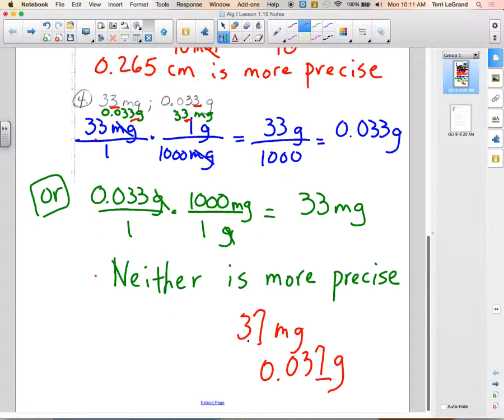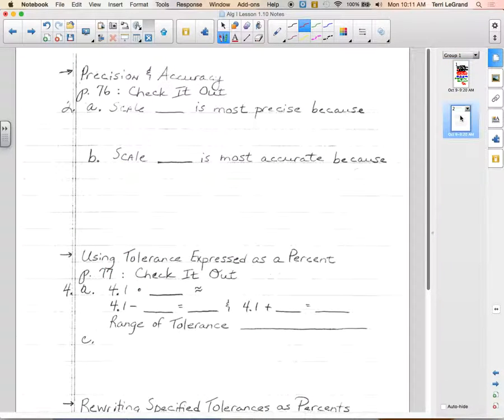Okay, let's move on to the back side then, where we need to be. It looks like you need to flip to page 76 in your books. But before we actually do that, and I think that's on that same page, let's talk about accuracy then.